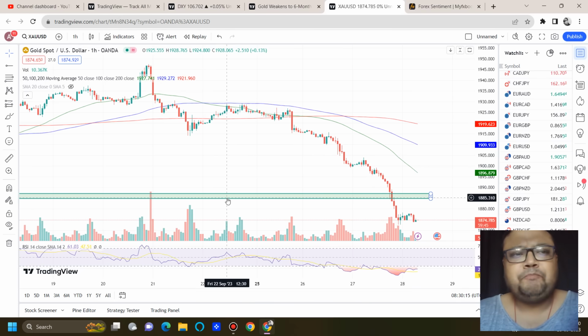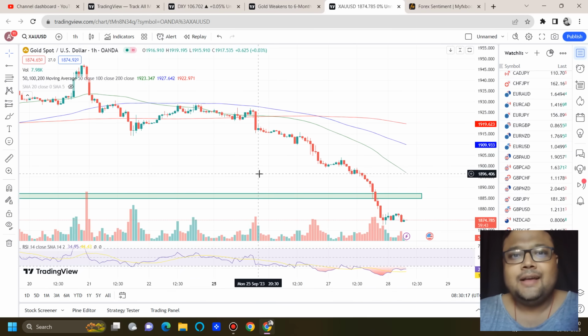In this chart, we hardly have any critical trading opportunities. If you already have a sell position, you can stay on the trade, enjoy the ride. Hopefully you are making good money.